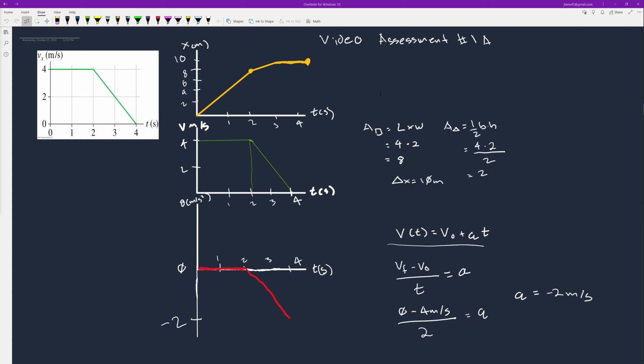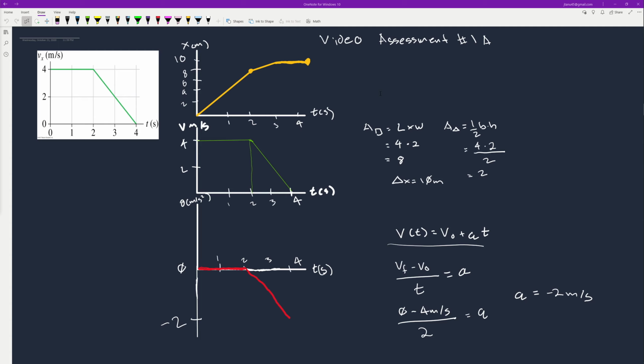And at 2 seconds, we traveled at 4 meters per second. So we have 0 minus 4 meters per second divided by 2, because within that interval, it was 2 seconds. And we find that a is equal to negative 2 meters per second squared. And so that's how we filled out our acceleration graph right here.